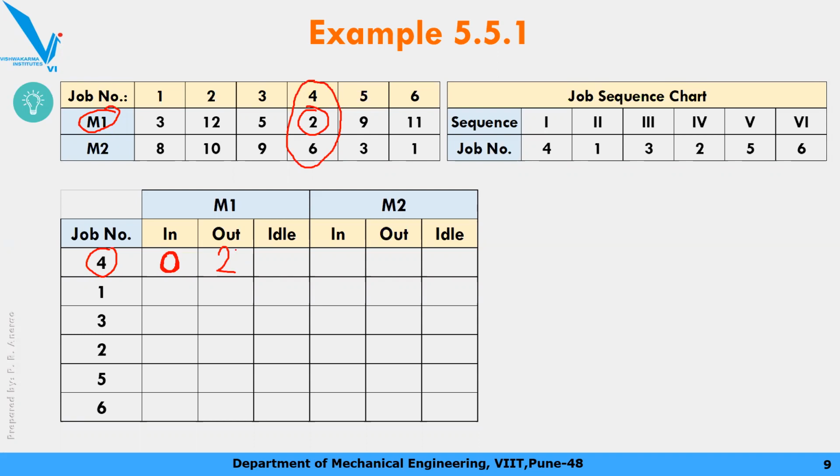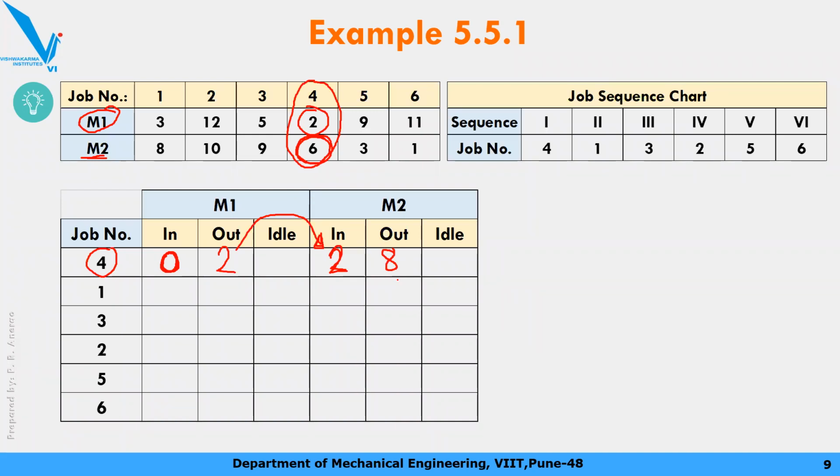ओके, देन जॉब नंबर 4 विल बी गिवन टू मशीन 2. सो इन टाइम कितना है उसका, 2, राइट. सो 2 मिनट के बाद मशीन 2 विल स्टार्ट वर्किंग ऑन जॉब नंबर 4. सो इन टाइम इज 2 मिनट. देन job number 4 is going to require 6 hours on machine 2. सो 2 o'clock को स्टार्ट किया, 6 घंटा लगने वाला है. सो आउट टाइम विल बी 8. So 2 plus 6, 8, right.